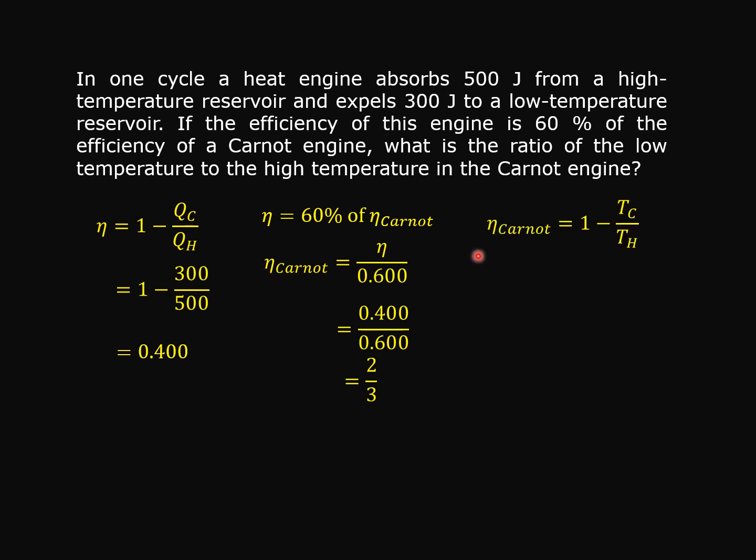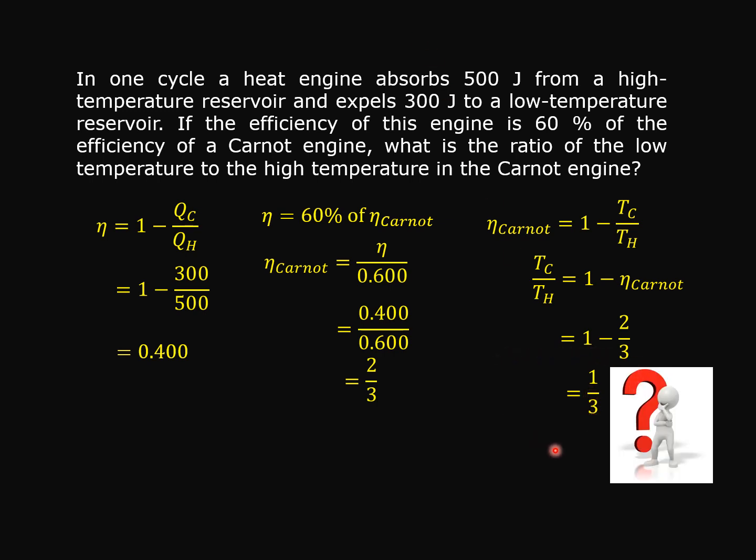But the efficiency of the Carnot engine, the formula, is equal to 1 minus Tc over Th. And we want to find the ratio of Tc over Th. Therefore, we change the second term in the formula to be the subject of the equation. Then we will have 1 minus the efficiency of the Carnot engine. So by taking the efficiency of the Carnot engine as 2 over 3, we will have the ratio of Tc to Th equal to 1 over 3.